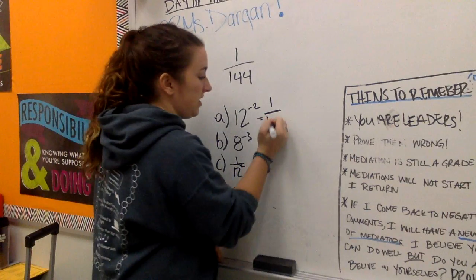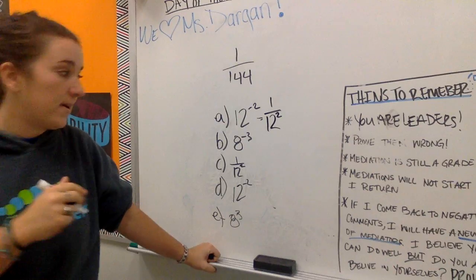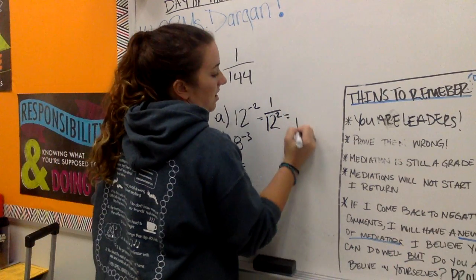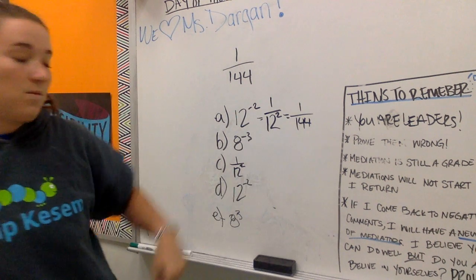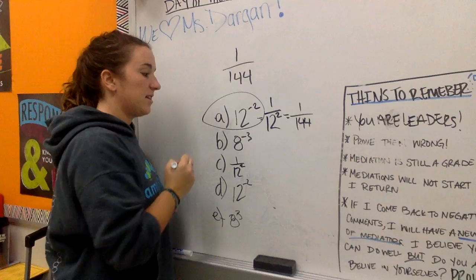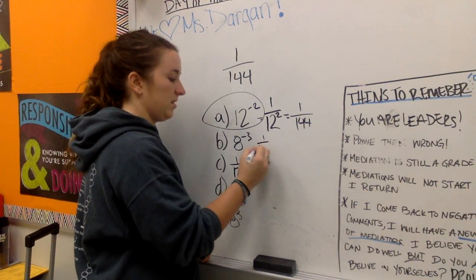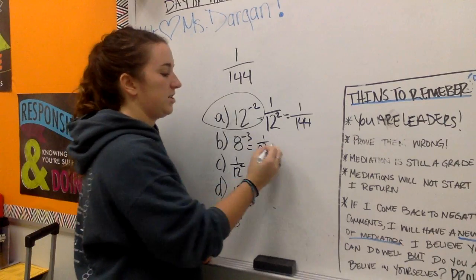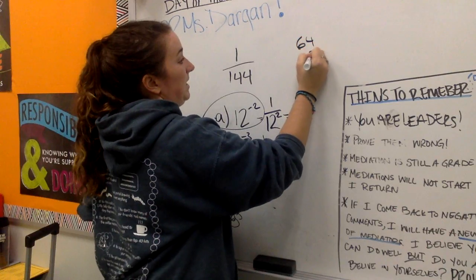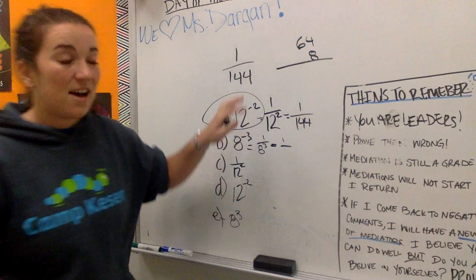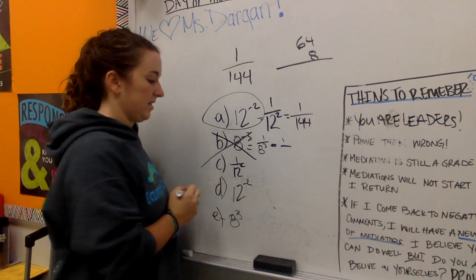Yeah, a fraction. So you can rewrite this as 1 over 12 squared. 12 squared equals 144. So this is equal to 1 over 144. So A is correct. B, 1 over 8 cubed, which is going to be 1 over, I'm not even sure what 8 cubed is, but it'll be 64 times 8. If I multiply that out, I know I'm not going to get 144. So B is not correct.